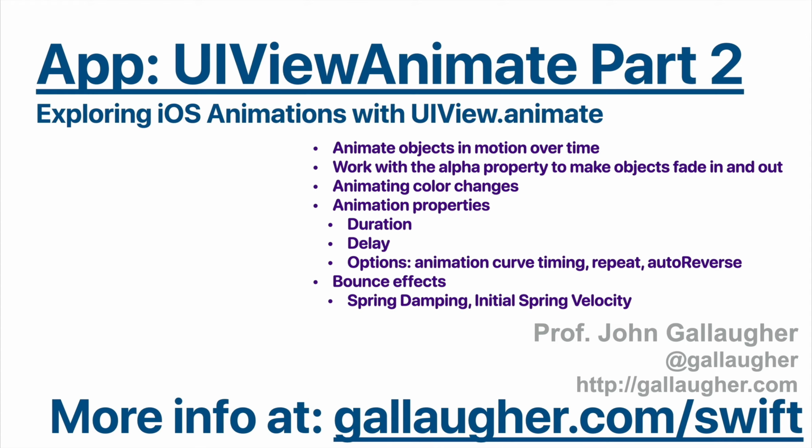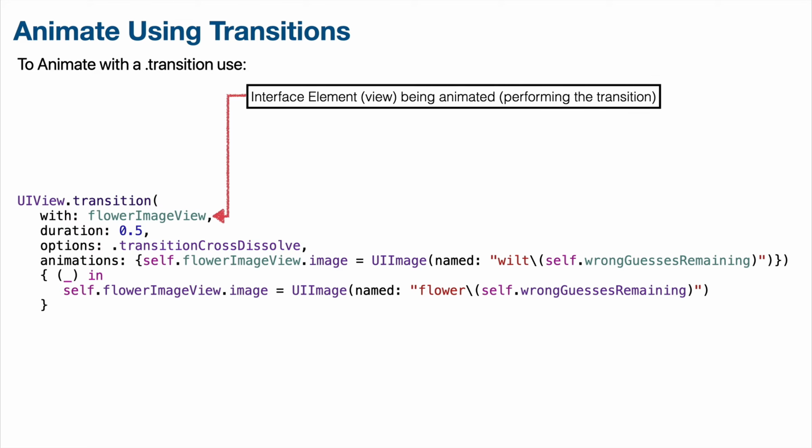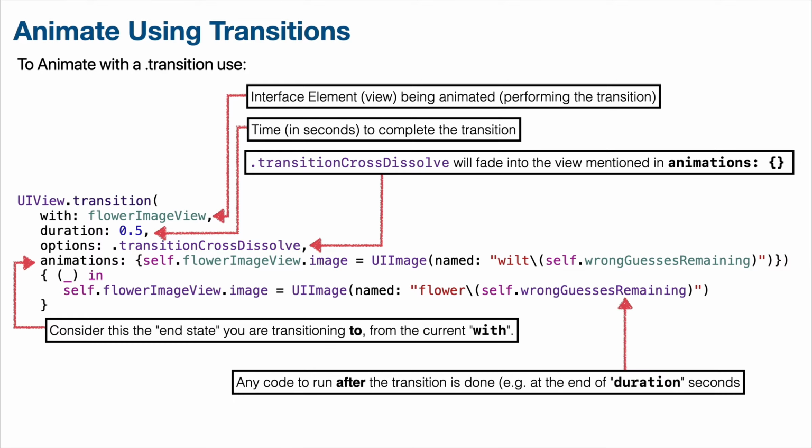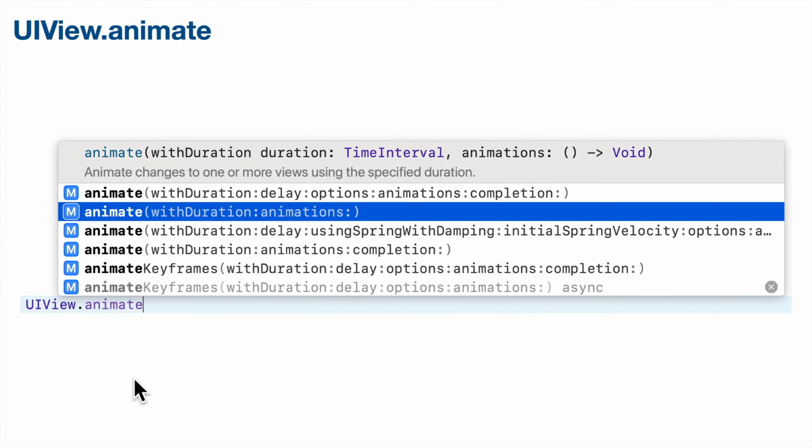Let's spring into action! Now, if you worked through our Word Garden app, you've already seen animations using UIView transition. So UIView.animate should seem familiar to you, but it's got even more options for us. The version that we're going to use shows up like this in code completion. It's got just two parameters, with duration and the animation parameter. And the way that we'll code it is like this.